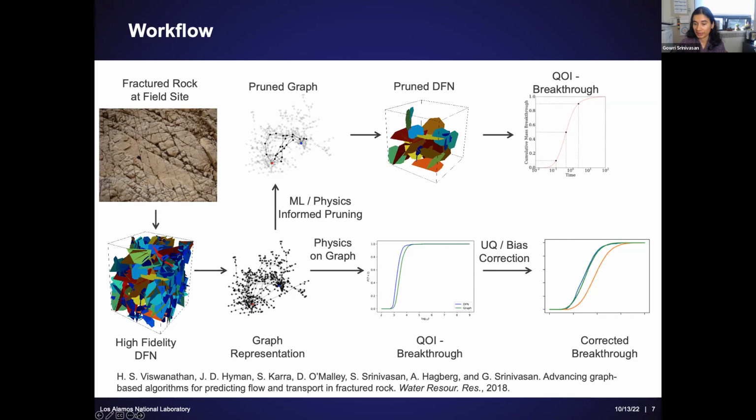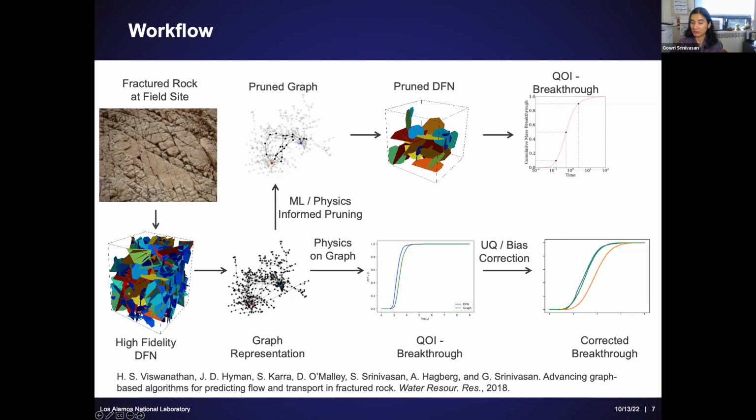Another way to do it is, wait, we've gotten this nice graph representation. Can we not just conduct our modeling on the graph itself? Can we perhaps run our flow and transport solutions on the graph and get quantities of interest like the breakthrough curve? Okay, and I'll talk about this a little bit more.